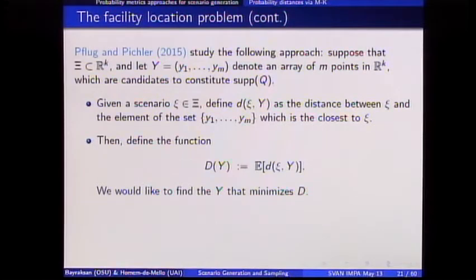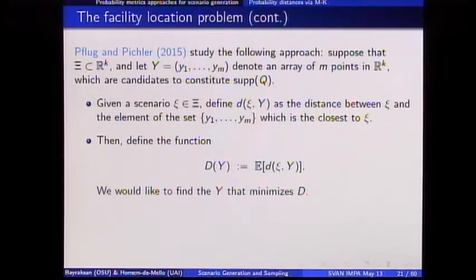Is it clear what we are doing? We are taking this point set here. For each scenario, we calculate the distance between the scenario and this finite Y set, which is the distance to the closest point. If this is defined for each C, we can compute the expected value of the distance. So the set Y that gives the smallest distance is the one we want. It will always be a collection of m points that gives the minimum expected distance.